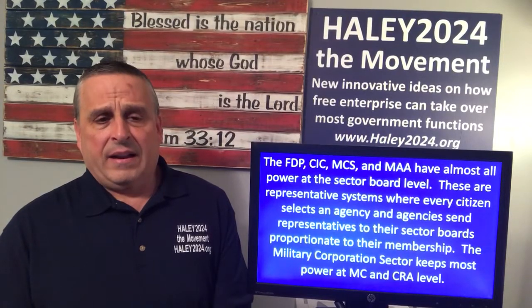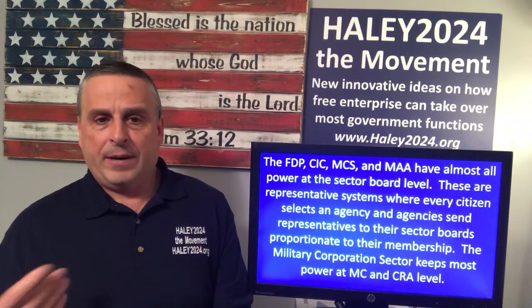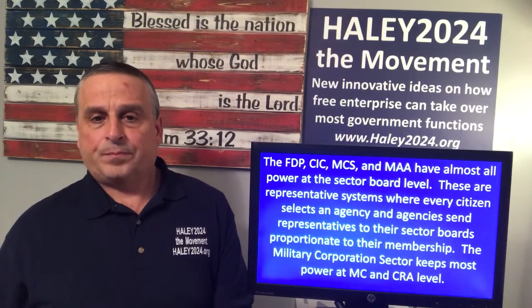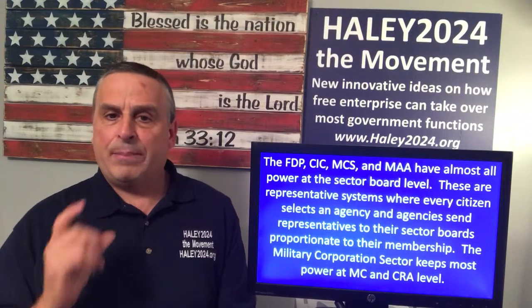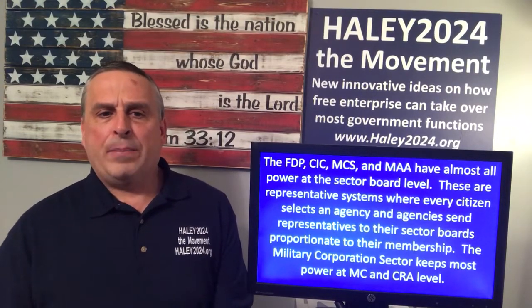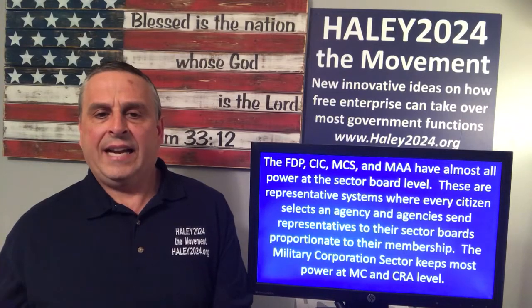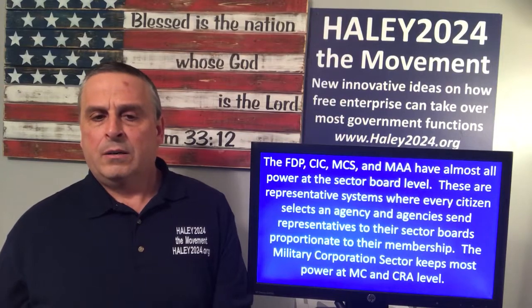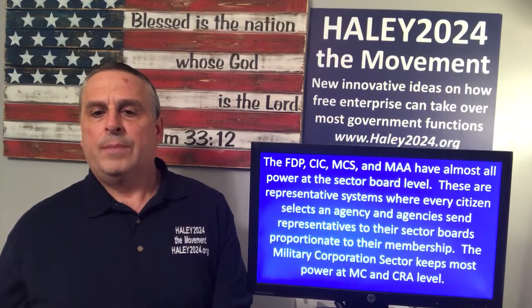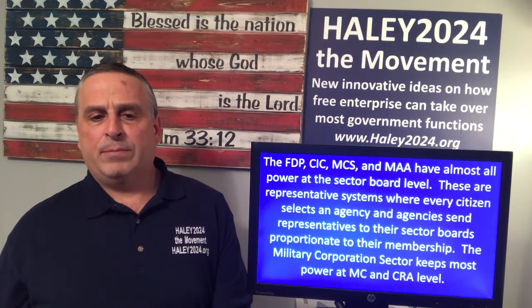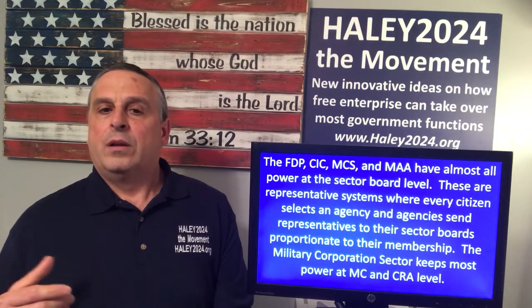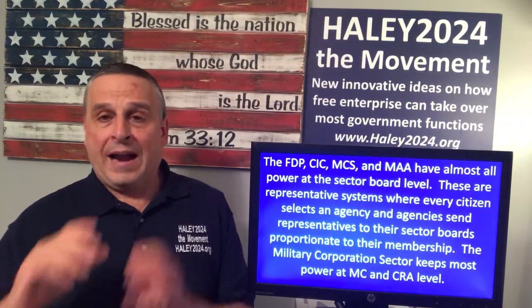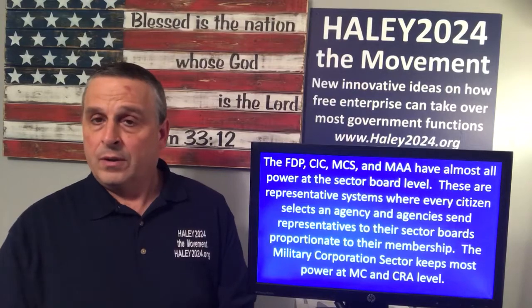Okay, the FDP, the diplomats, the commander-in-chief, the military capability system, and the MAA have almost all the power at the sector board level. That is a representative level. These are representative systems where every citizen selects an agency and agencies send representatives to their sector board proportional to their membership. The military corporation sector keeps most power at the MC or CRA level. So 4 of the 5 sectors have primary authority at the representative level.